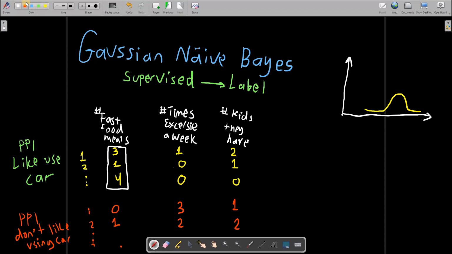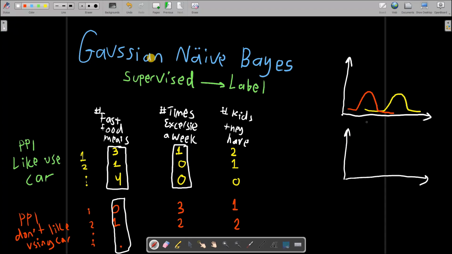And now let's draw the same thing, the mean and the standard deviation for people who don't like to use a car for the number of fast food meals they eat per day. And let's say that it looked maybe something like this. Alright? Now let's continue. We will do the same thing for every category we have. So now we are going to take this for the number of exercise times per week for people who like to use their car, and let's say that it looked something maybe like this. And let's draw the same thing for number of exercise per week for people who don't like to use their car, and the resulting Gaussian distribution maybe looks like something like this.